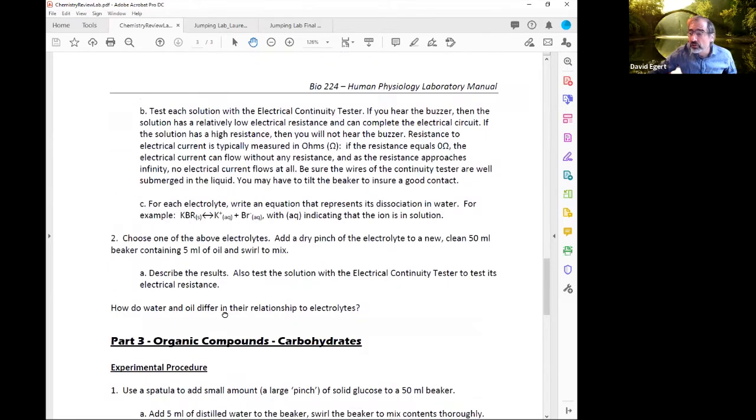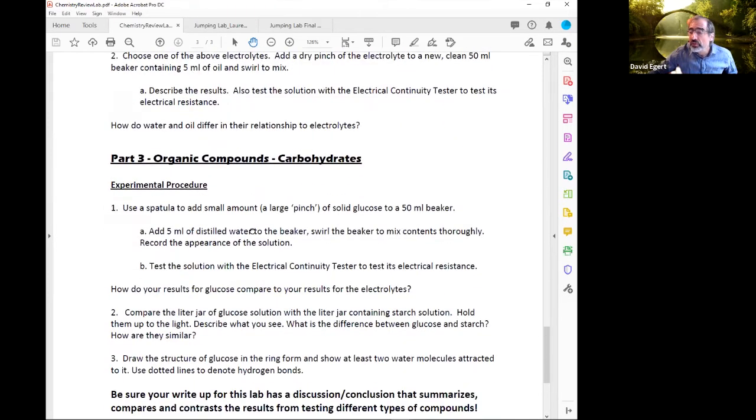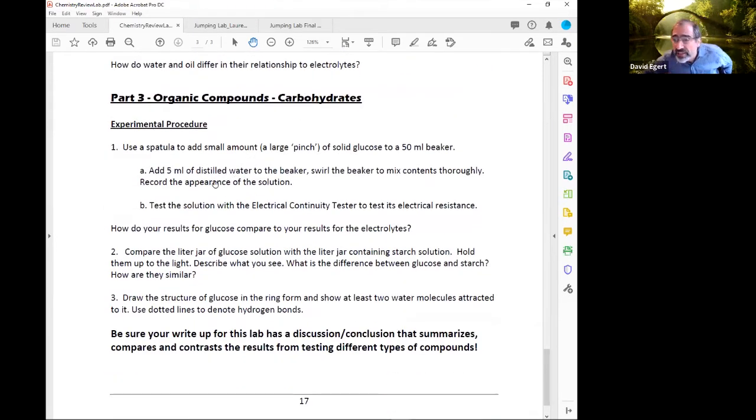So that is part 2. Part 3 is going to be the exact same thing, except instead of using salt, we're going to use carbohydrate. We're going to use sugar. Basically, you're going to add a pinch of glucose to the beaker and describe it. Then you're going to add water and see if it dissolves or not. Test it with the electrical continuity. See if it conducts electricity.